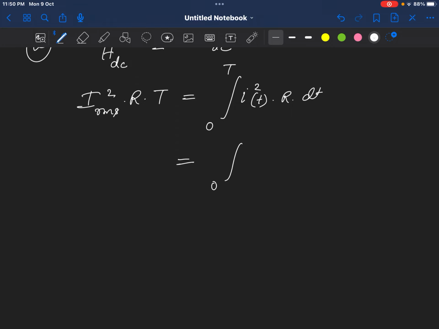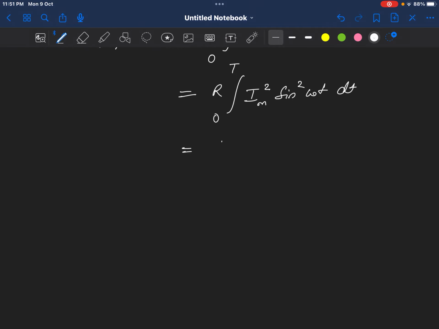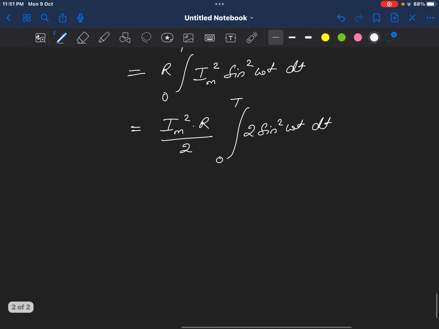So here what we can write, Im square sine square omega t, or we can take out dt. Further, we can write it as Im square into r divided by 2, integral from 0 to T of 2 sine square omega t dt.